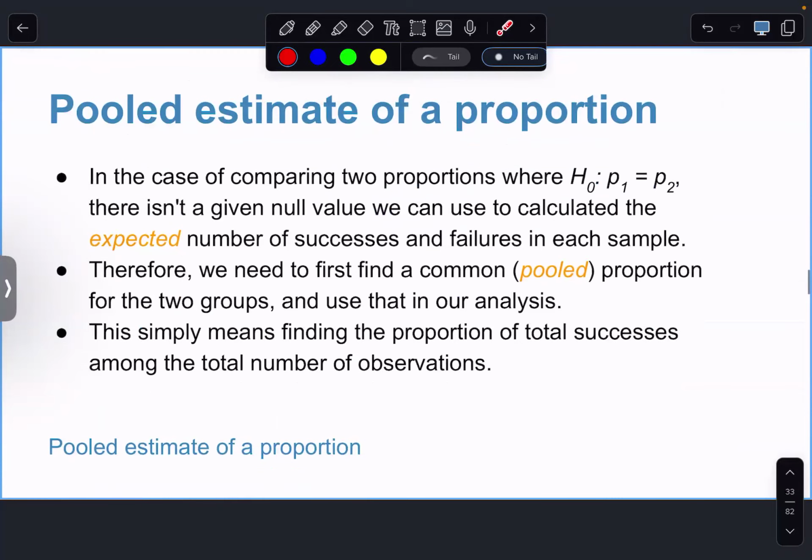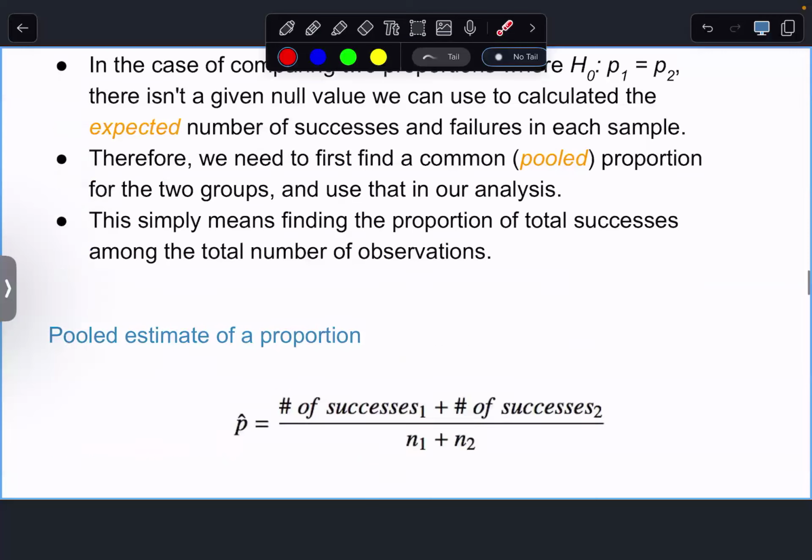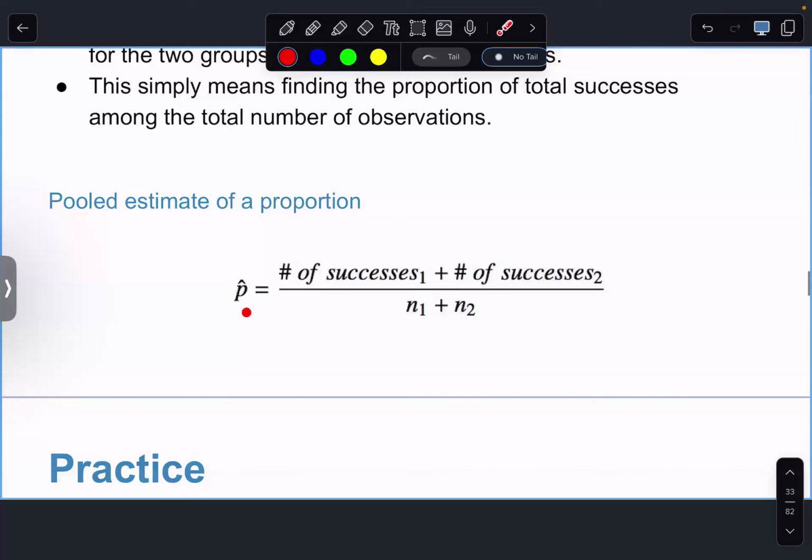Skipping that slide because it's just a recap from one sample proportion. But now, to check the conditions, we need the pooled proportion, right? And so we've already seen it on our formula sheet. And so P hat is the pooled proportion.